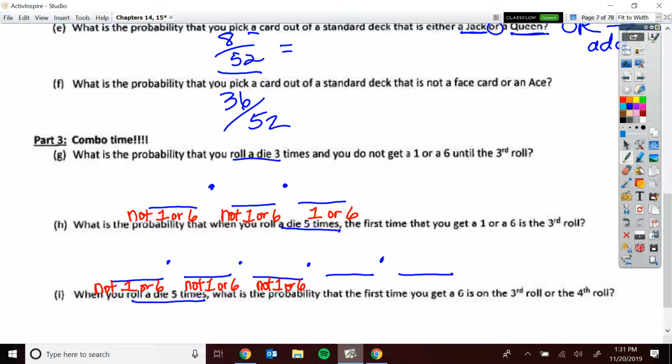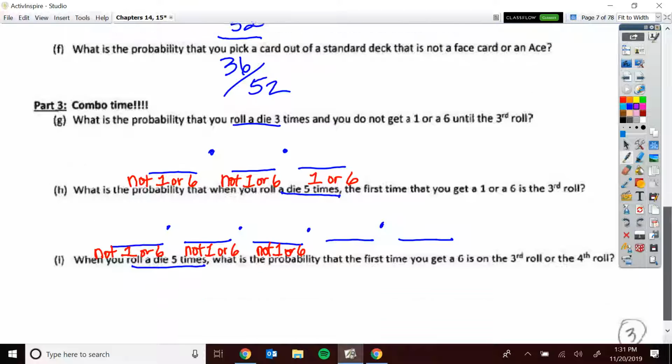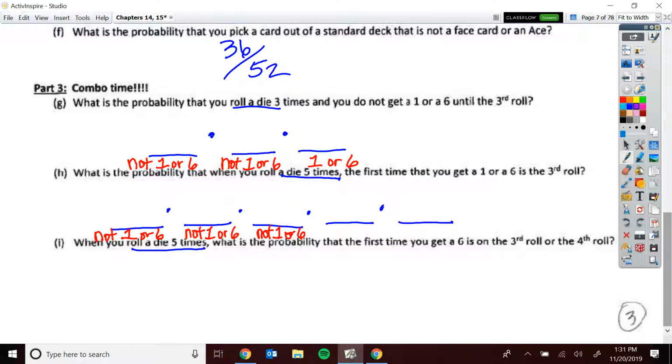Okay, there's your simple ones about the cards, 8/52 and 36/52, and you can reduce. But here is where it gets interesting. Okay, you roll a die 3 times and you do not get a 1 or a 6. So see, this is 1/6 plus 1/6, hence that's a 2/6 probability of getting a 1 or a 6. That's what makes not a 1 or 6, not a 1 or a 6, and then a 1 or a 6. That's your 2/6.